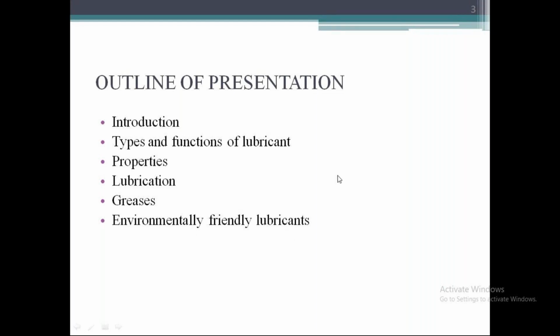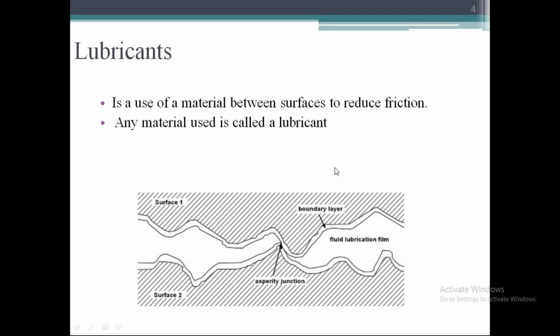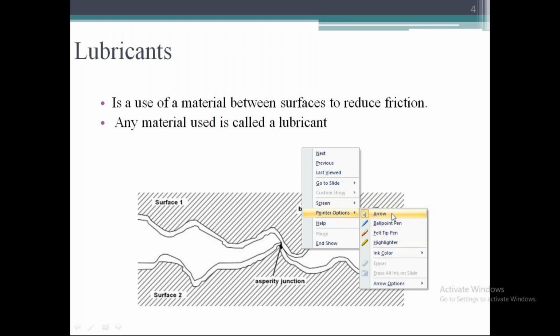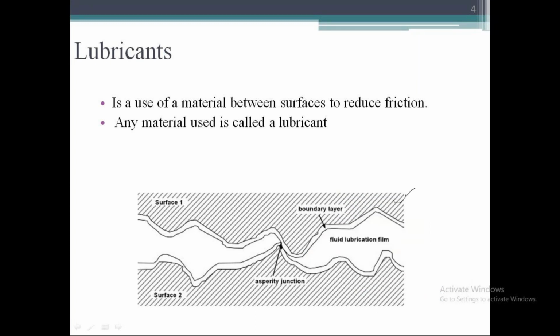So moving on, we all know what lubricants are, right? It is a generic term: any material or substance used to reduce friction between surfaces. Whenever there are two materials interacting, there will be friction, right? So you can see here we have two materials interacting. Let me go to the pointer. You can see one material here and the second material here. Whenever there is an interaction, there will be friction between those contacting junctions. So we need to reduce the friction there.